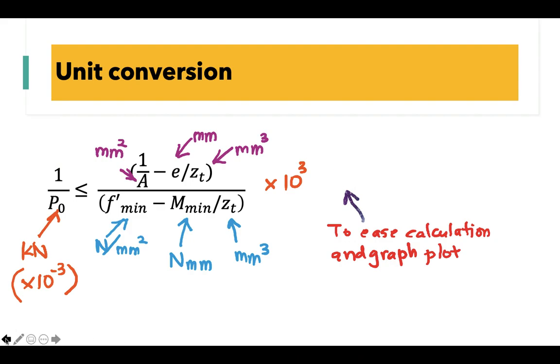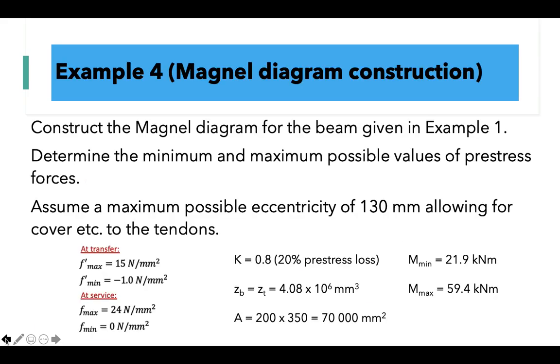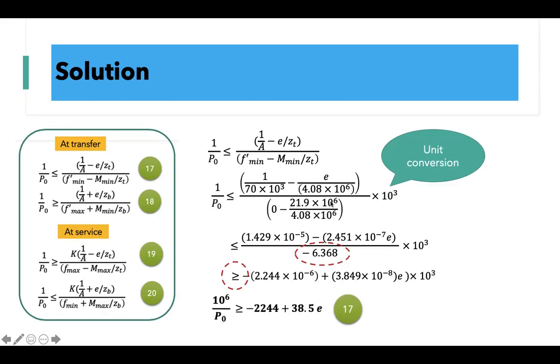Going back to the previous slide, for equation 17, when we substitute all the values, we can see that the denominator becomes a negative value. There is a mistake here: this value is supposed to be negative 1. It is not 0, but negative 1. So when we add up this value, the denominator sign is negative.